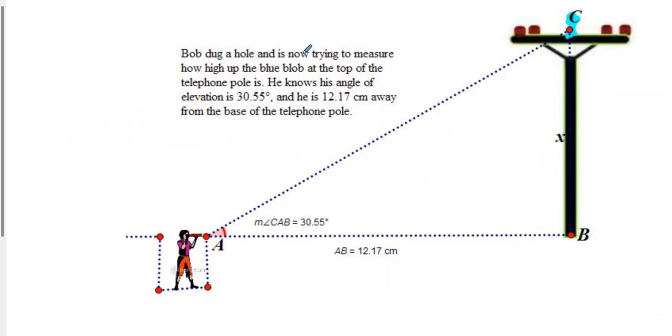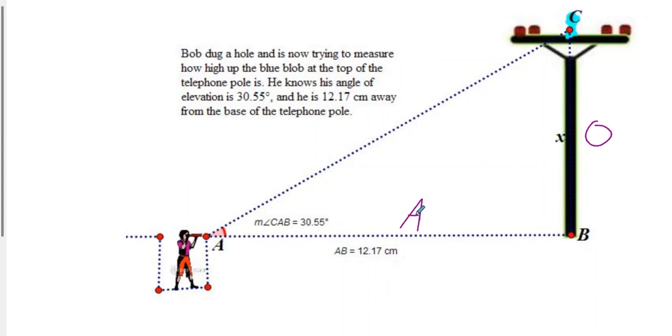Bob dug a hole and is trying to measure how high up to the blue bob, that's this thing, I guess, on the top of the telephone. He knows the angle elevation is 30.55. Must have a computerized inclinometer because we're not going to get that accurate with ours. And he is 12.17 centimeters away. Bob's here. I have to identify. I want opposite then, and this would be adjacent.